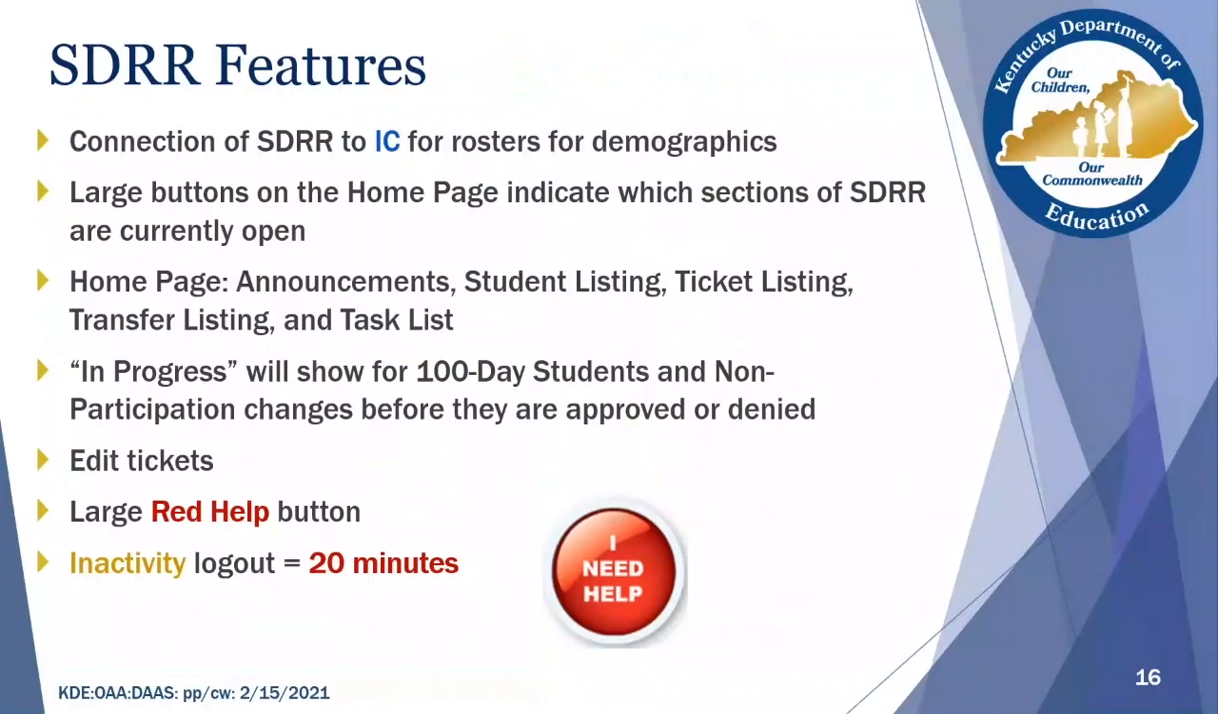The big red I Need Help button remains on the screen to help answer your most common questions regarding features and the system in general, and to walk you through the process of such things as determining if a student is 100 days and who should be accountable for this student.